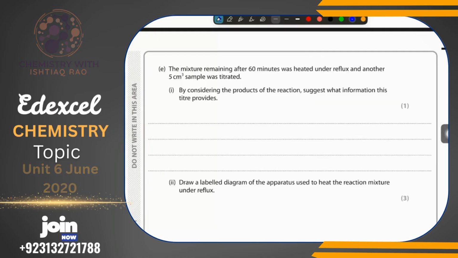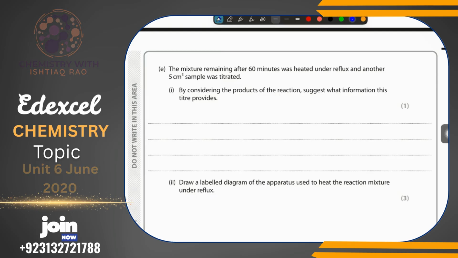So by considering the products of the reaction, suggest what information this titre provides: whether all the ester has been hydrolyzed or not. And also, it's going to tell you the total number of moles of acid that would form as a result, in the form of carboxylic acid, of course.